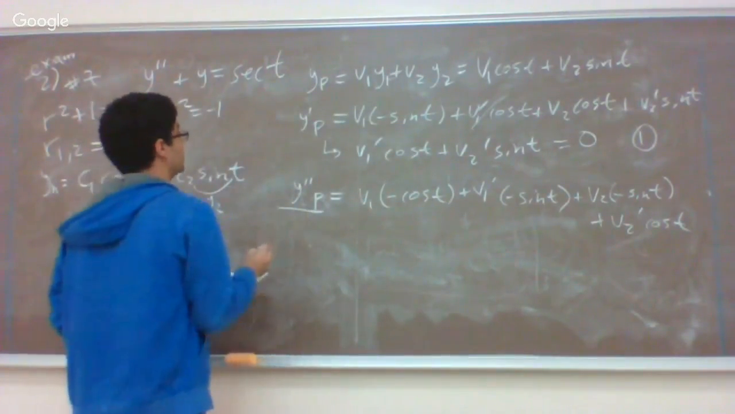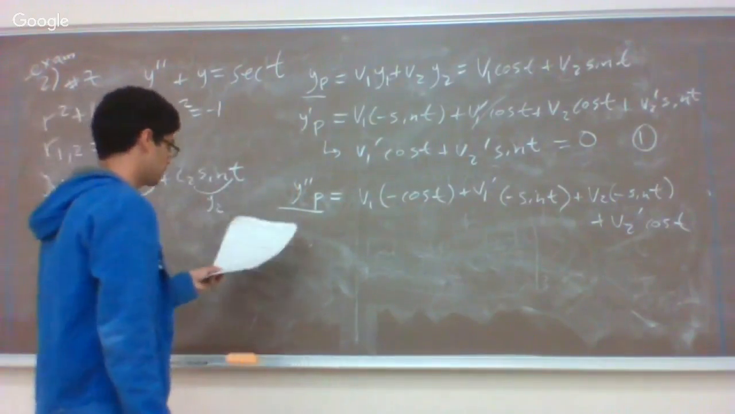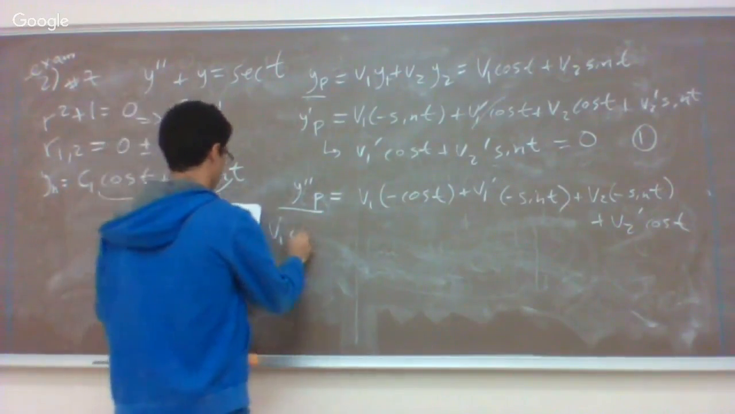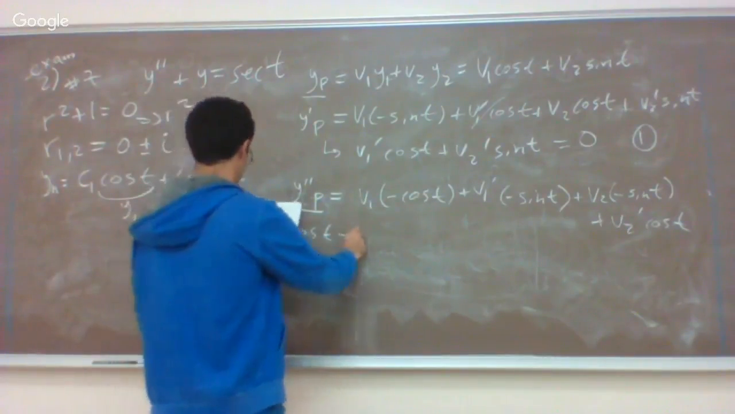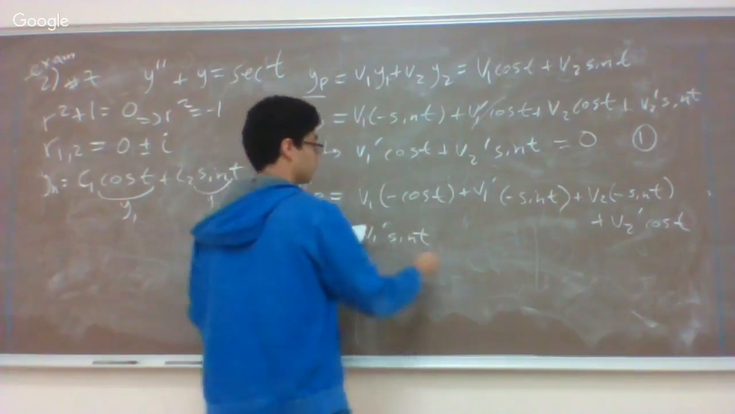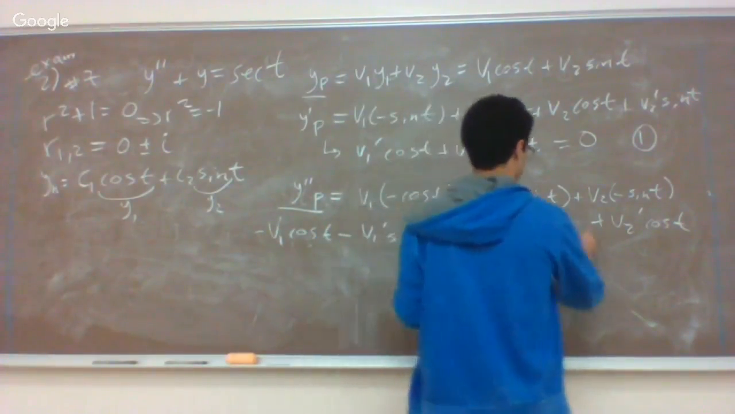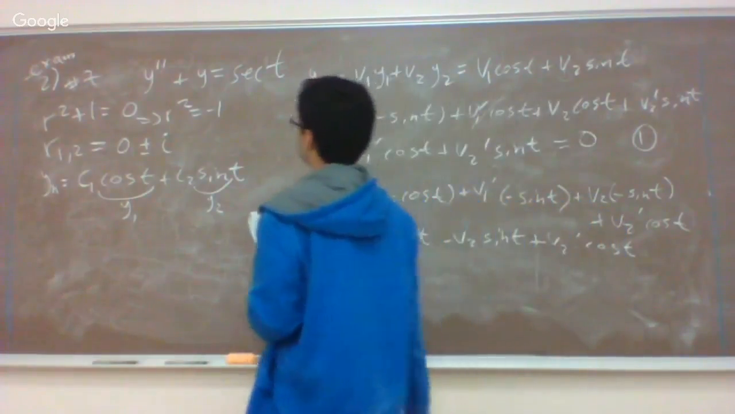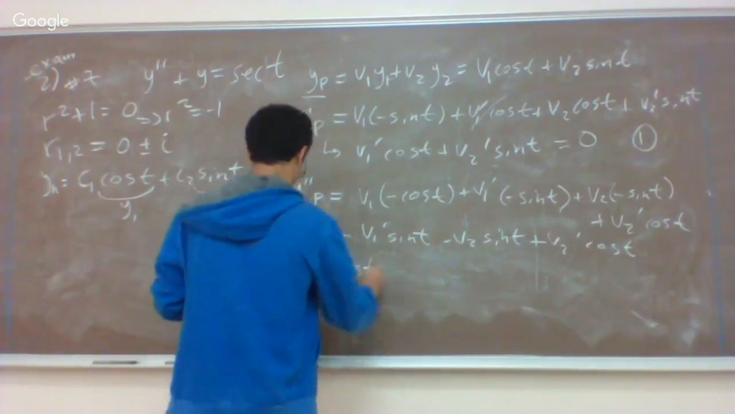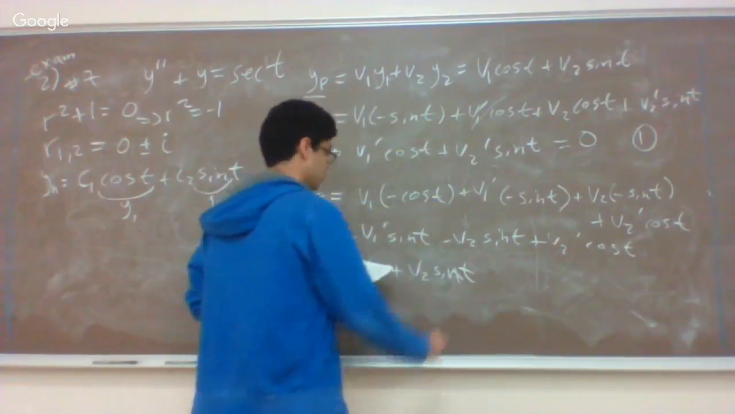Now I have my y double prime and my y, so we can plug everything back into the original equation. We will have negative v1 cosine of t minus v1 prime sine of t minus v2 sine of t plus v2 prime cosine of t. That's y double prime, so plus y, plus v1 cosine of t plus v2 sine of t, equals secant.